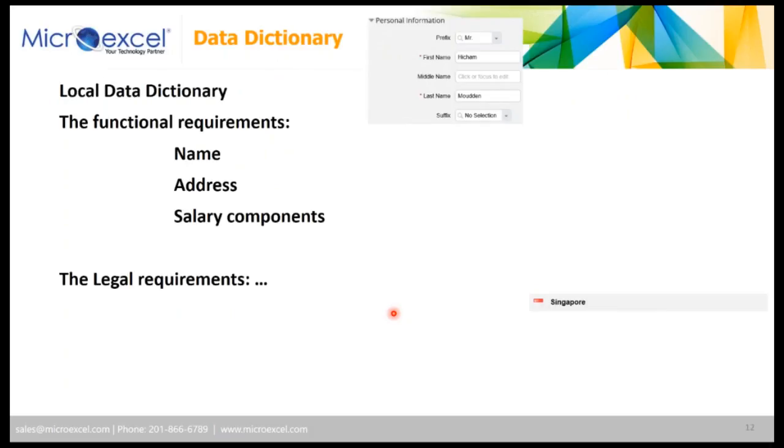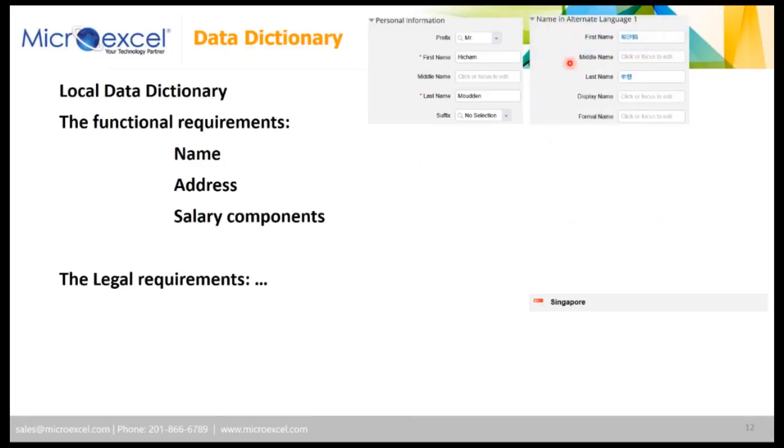Basically, when the data gets into the local data dictionary, there will be some functional requirements, for example, names, a topic that usually takes a long time when we go into implementations. Of course, we'll have the personal information screens, with the different name components, and we know that some countries have first names and last names. Some countries don't have first names and last names; they just have a name. So how do you manage that?